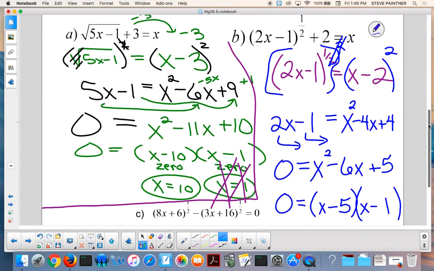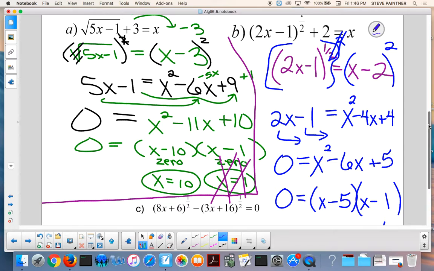To be honest, I think you're right. Because 1, what's 2 times 1? 2. 2 minus 1 is 1. The square root of 1 is 1. 1 plus 2 is 3, which does not equal 1. No, it doesn't work. Okay. Last one.